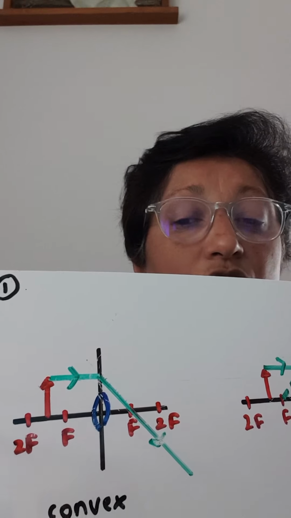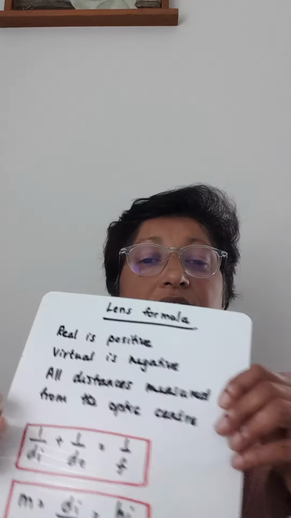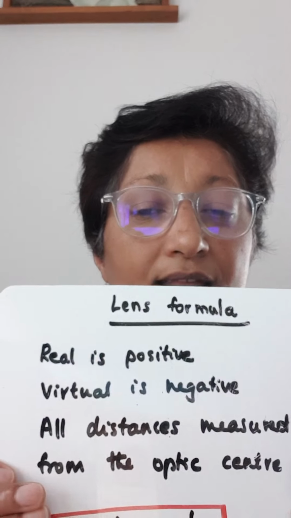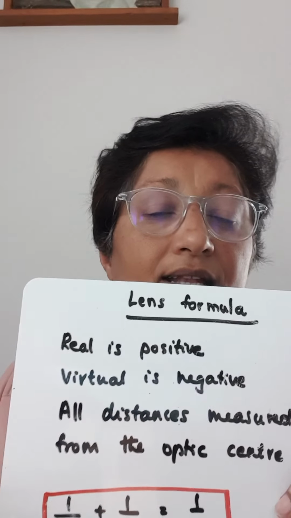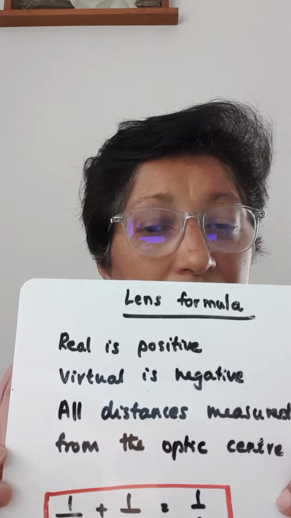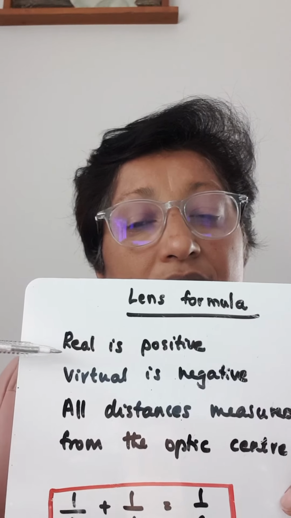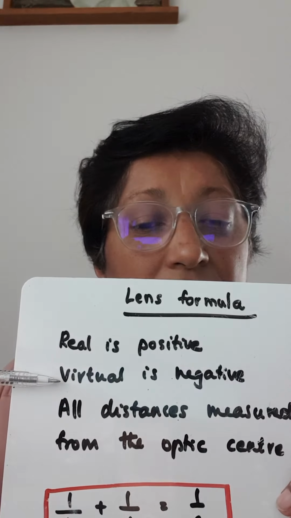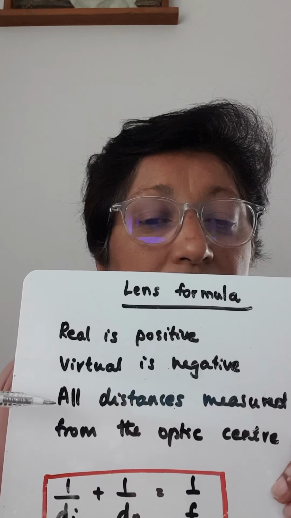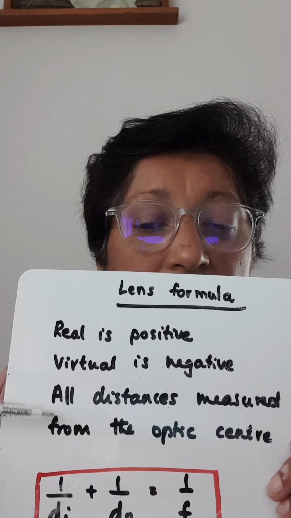Once we're done drawing ray diagrams, the other thing that I would like to teach you is the lens formula, and that is the very last thing under light. For the lens formula, we use exactly the same rules as we did with mirrors. Real is positive, virtual is negative, and all distances are measured from the optic center.